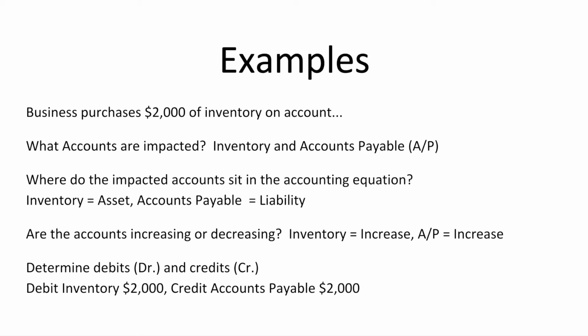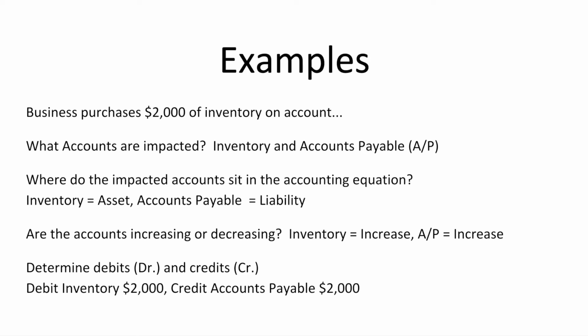So the first part, what are the accounts? Inventory and accounts payable are the 2 accounts that are being impacted by this. Where do those accounts sit in the accounting equation? Well, inventory is an asset. It's something we're going to sell in the future. It has economic benefit to us. And then accounts payable is a liability that we're going to have to pay at some point in the future. So we have an asset and a liability that are involved.